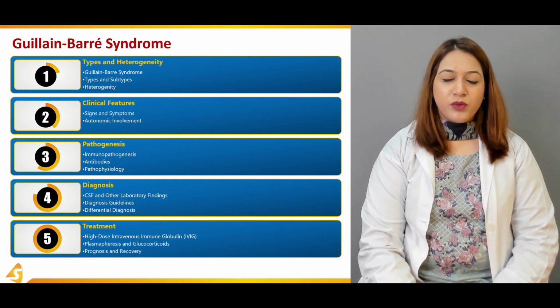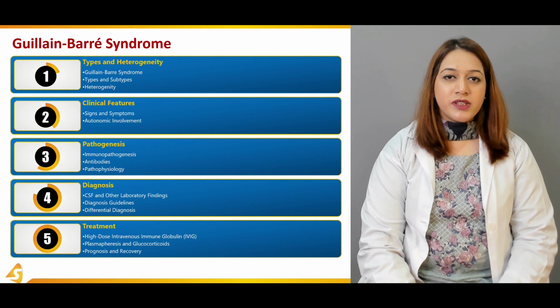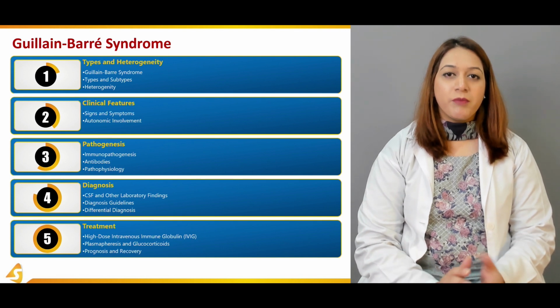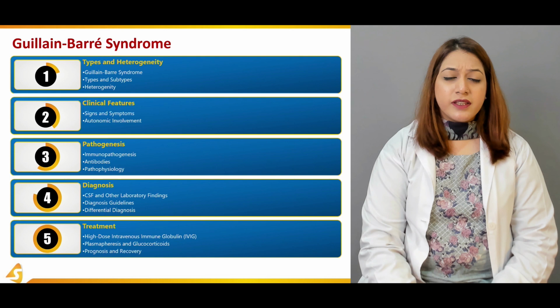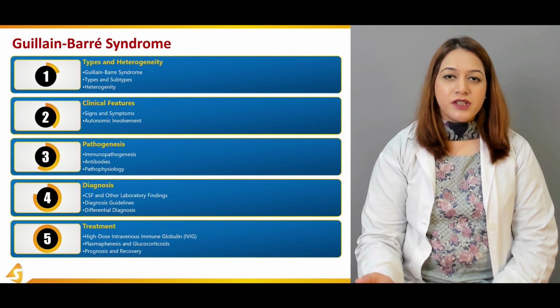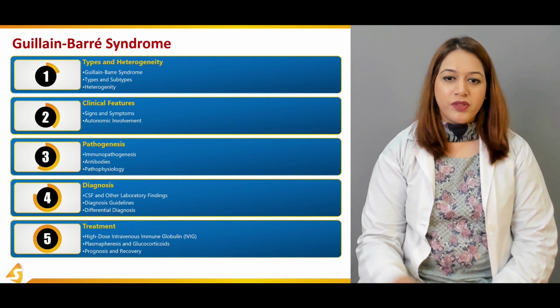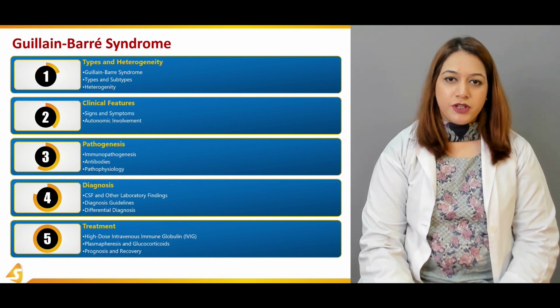In the second section, we will specifically talk about the clinical features. We will see the initial signs and symptoms with which patient presents to us, the late signs and symptoms, and what are the signs and symptoms that occur if there is autonomic involvement. In the third section, we will talk about the pathogenesis. We will see what is the immunopathogenesis of GB syndrome, what are the specific antibodies that are associated with each type of GB syndrome, and what is its pathophysiology.